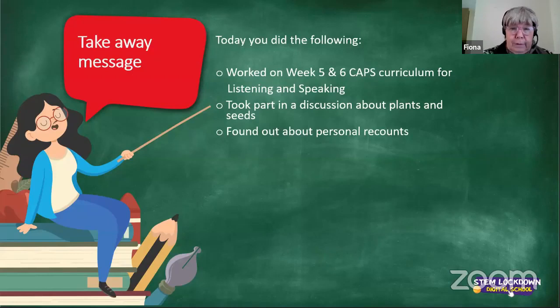So a personal recount is telling about something that happened to you. And if you tell it in the correct way, you'll do it like that. The first sentence will answer who, what, where, when, and the rest follows in order using a connector.